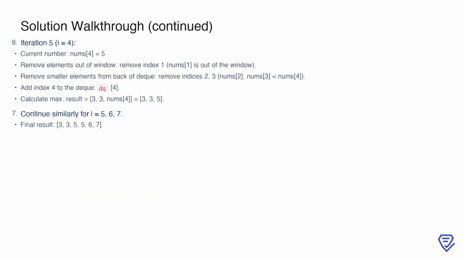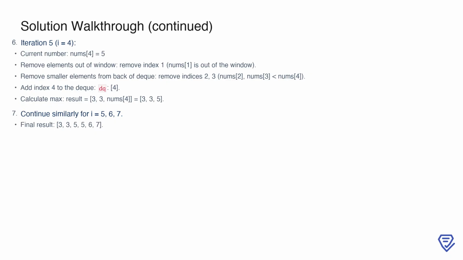In the fifth iteration, i equals 4, the current number is 5. First, we remove indices that are out of the current window. Index 1 is removed since it falls outside the range of the current window. Next, we remove smaller elements from the back of the deque, which includes indices 2 and 3, as both -1 and -3 are less than 5. We then add index 4 to the deque, which now holds 4. The maximum of the current window is nums[4] or 5, so the result is updated to 3, 3, 5.